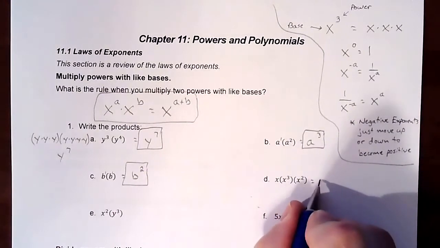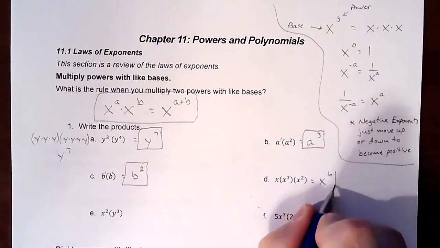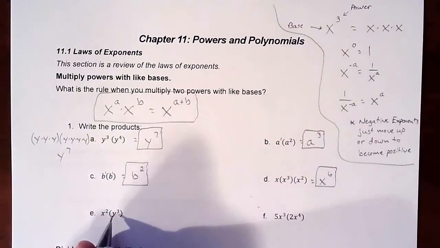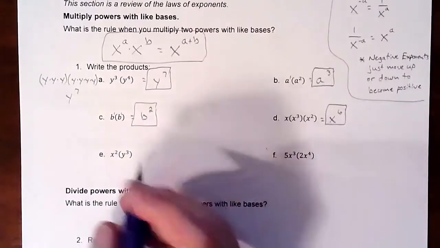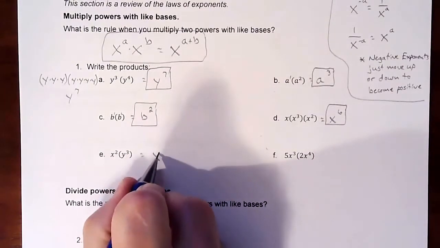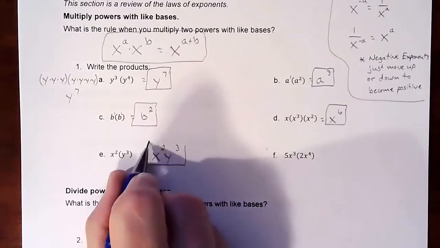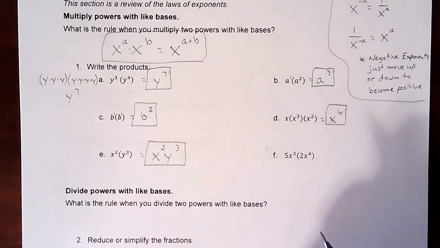All right, so you're looking at x to the 6th. Here you have x's times y's. Well, those are not like bases, so there's actually nothing you can do to them. So we'll just drop the parentheses, and that's about it. They're not like terms, so they're not the same bases. You can't put them together.